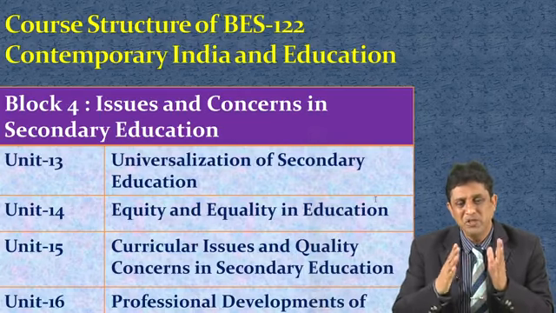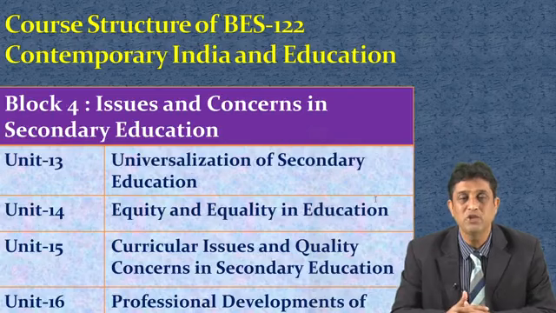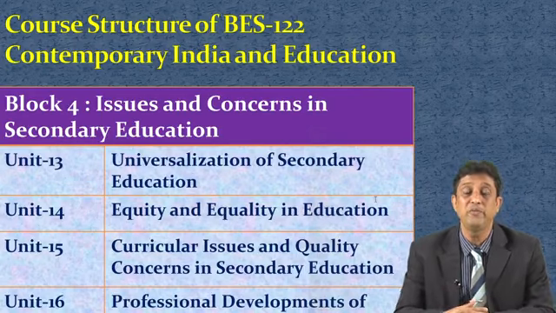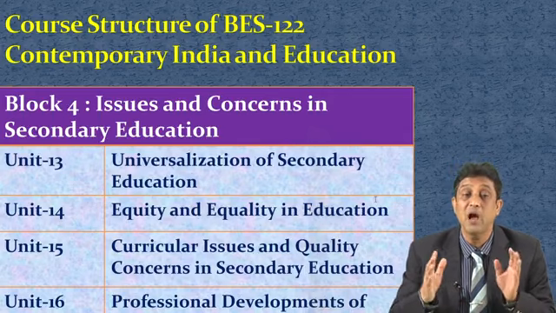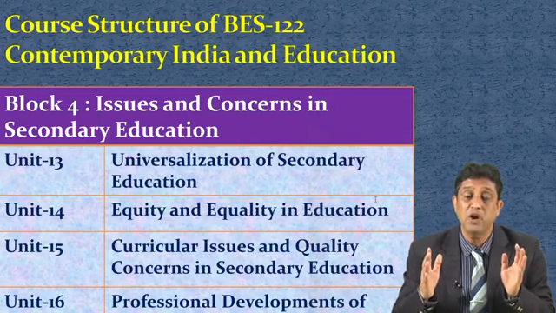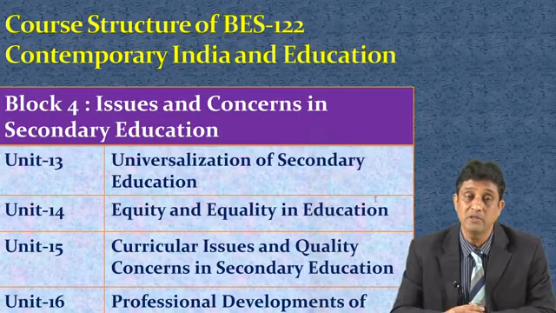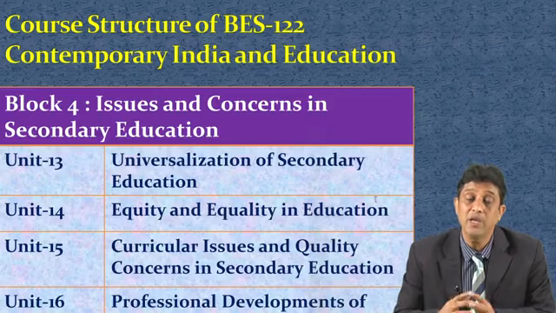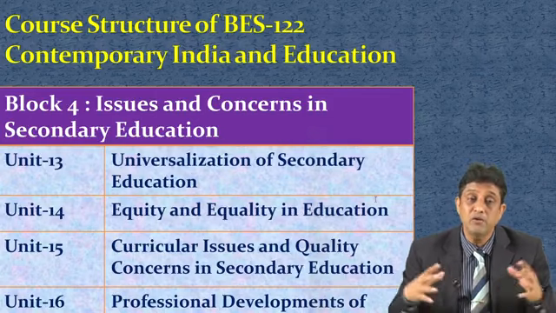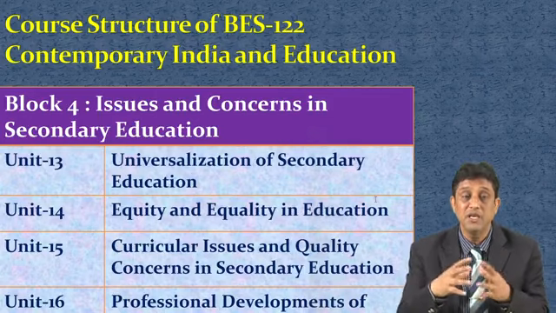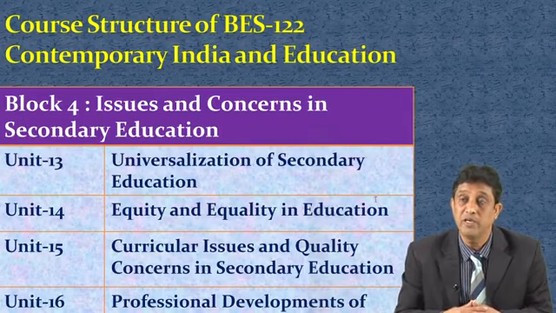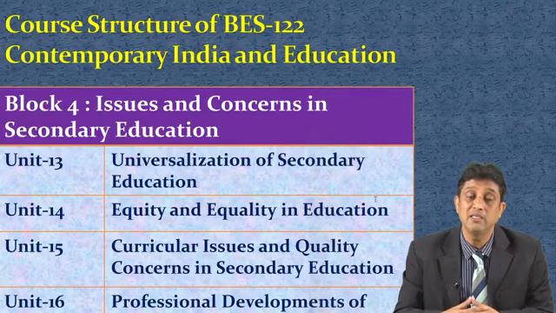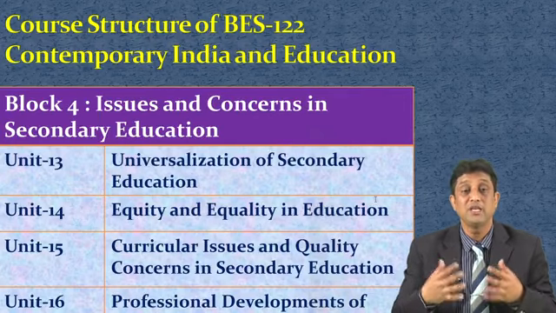So friends, this block has been beautifully developed. First of all, you will try to understand the concept of universalization of education. Universalization of education is part of Samagra Shiksha Abhiyan, which includes RMSA, Rashtriya Madhyamik Shiksha Abhiyan, as well as SSA, Sarva Shiksha Abhiyan, and teacher education. These three schemes of education have been included in the Samagra Shiksha Abhiyan. And here you learn how to achieve universalization, not only of elementary education, but of secondary education also.